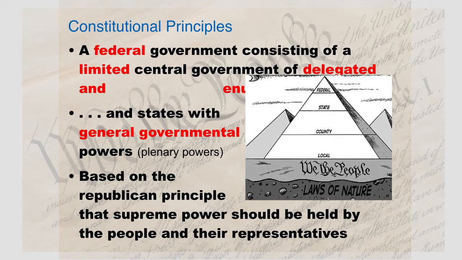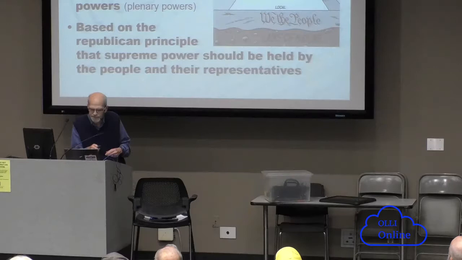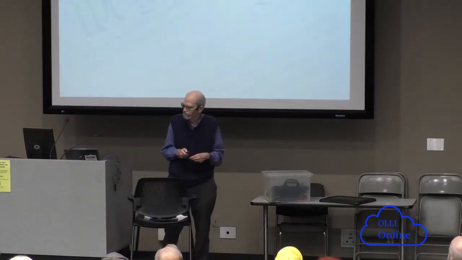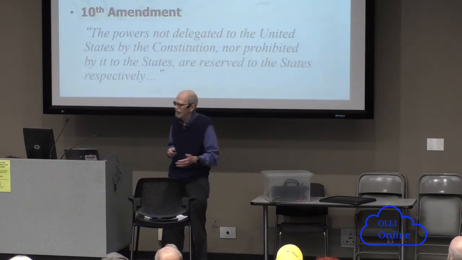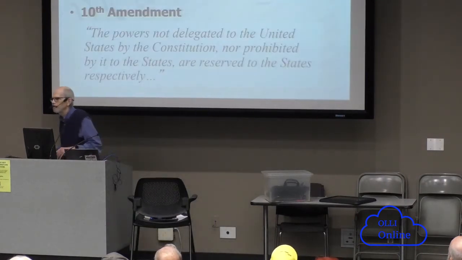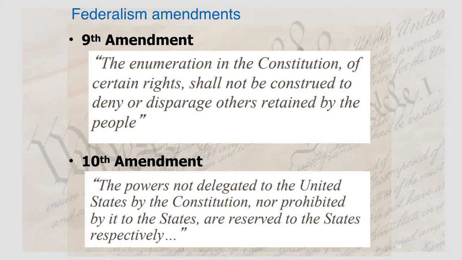And the system was based upon the Republican principle that supreme power should be held by the people and their representatives. So the people and their representatives have the supreme power, not the states, not the federal government, through a constitution. And that is enshrined in the Constitution, not in the initial document, but in the amendments passed by the first Congress of the United States and ratified within a year of its submittal: the 9th Amendment and the 10th Amendment. The 9th Amendment sets forth powers not otherwise enumerated as belonging to the people, and the 10th Amendment says similar things regarding the states.